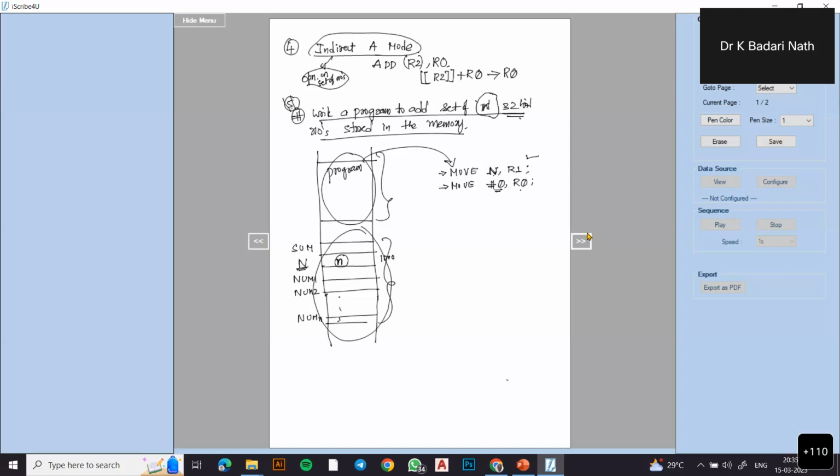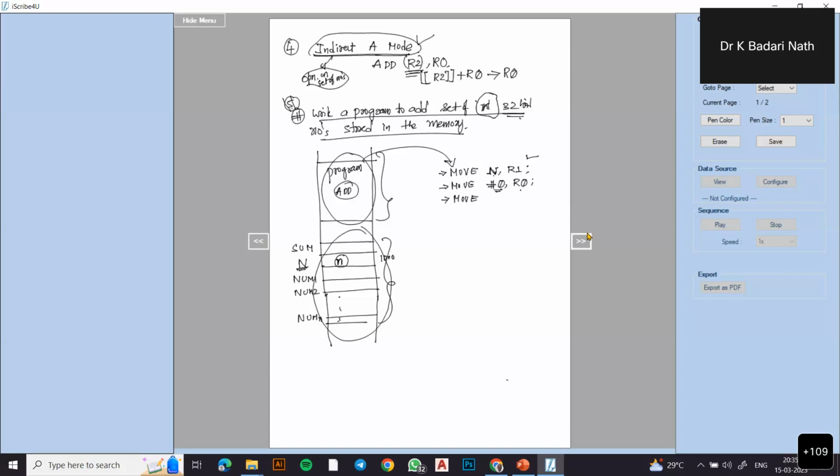Now I require a particular operation. What operation? The add operation, which will be repeatedly executed on the set of n numbers. We know that whenever we want to repeatedly execute a particular operation, indirect addressing mode is required. One of the registers should be used as a pointer which holds the address. So I will choose any one register as the pointer. Let's say I'll choose the R2 register.